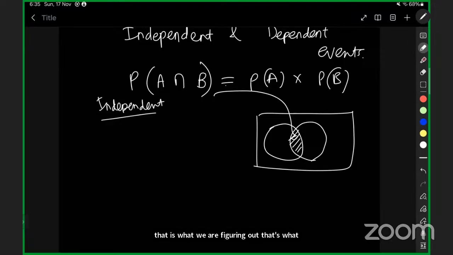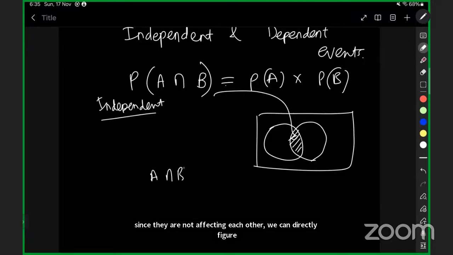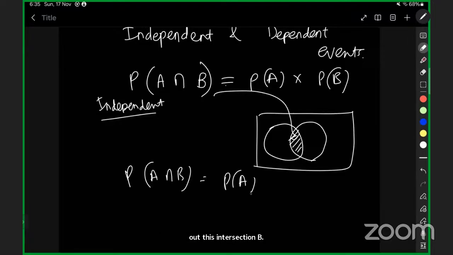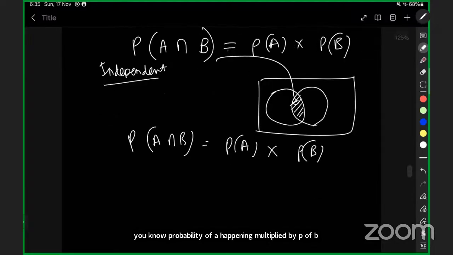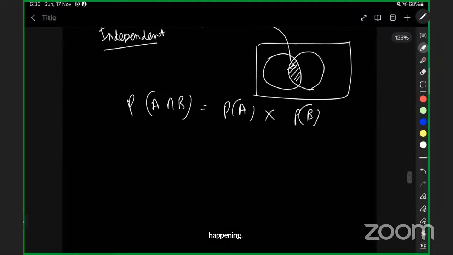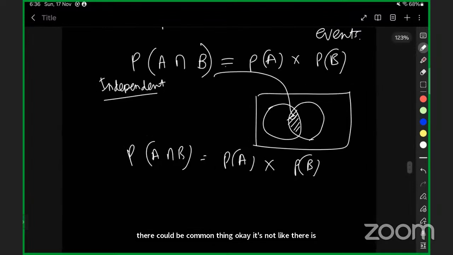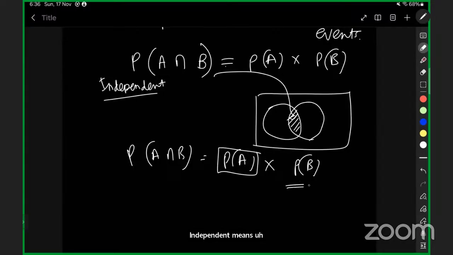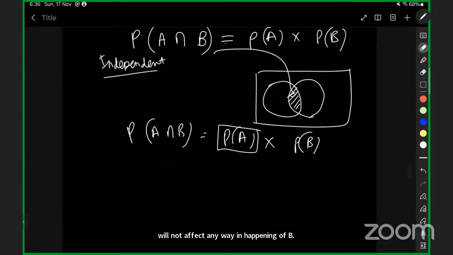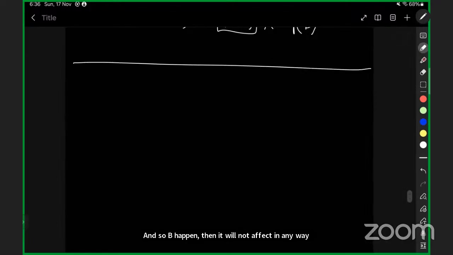But since they are not affecting each other, we can directly figure out A intersection B with the probability of A happening multiplied by the probability of B happening. So there could be a common part, it's not like there is nothing common. Independent means that A happening will not affect in any way the happening of B, and B happening will not affect the happening of A, right? So let's take an example, then maybe it would be quite clear.